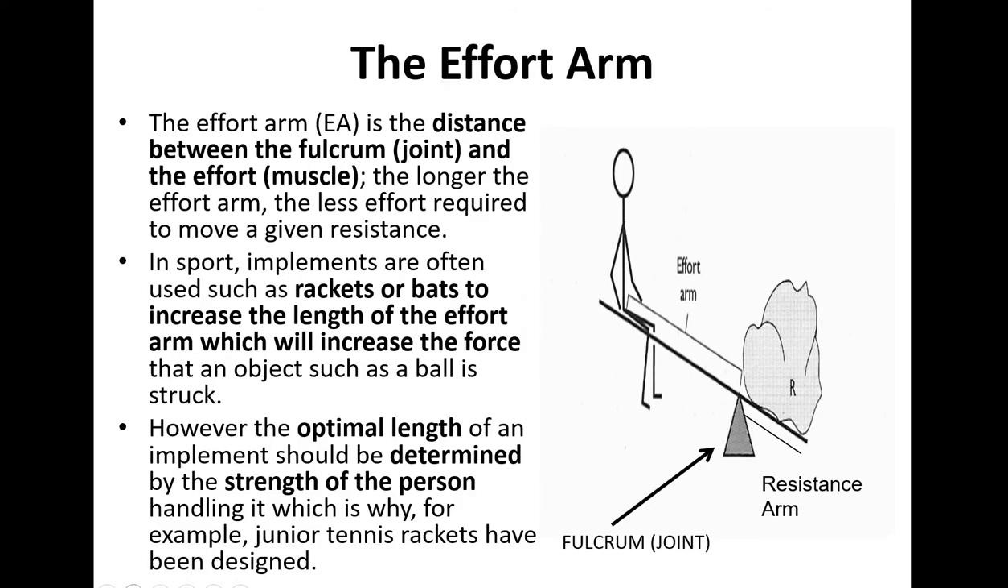Now the effort arm is the distance between the fulcrum and the effort, the muscle. And the longer the effort arm, the less effort is required to move a given distance. So for example in sport we use things such as rackets or bats to increase the length of the effort arm, which will then increase the force that an object such as a ball is struck with. The optimal length of an implement should be determined by the strength of the person handling it, which is why, for example, we have junior tennis rackets that are slightly shorter because the effort being produced by a child's arm is much less than the effort produced by an adult's arm.